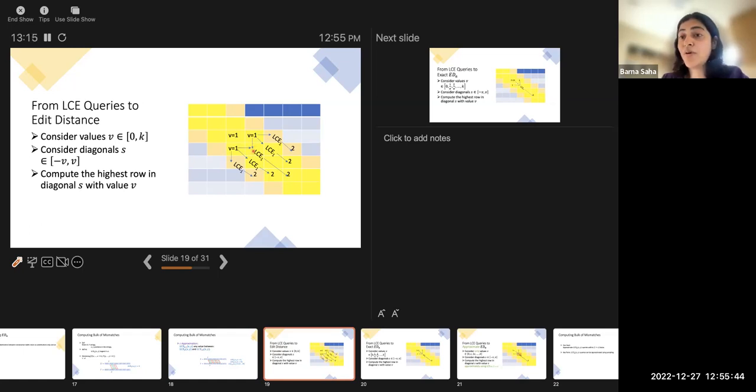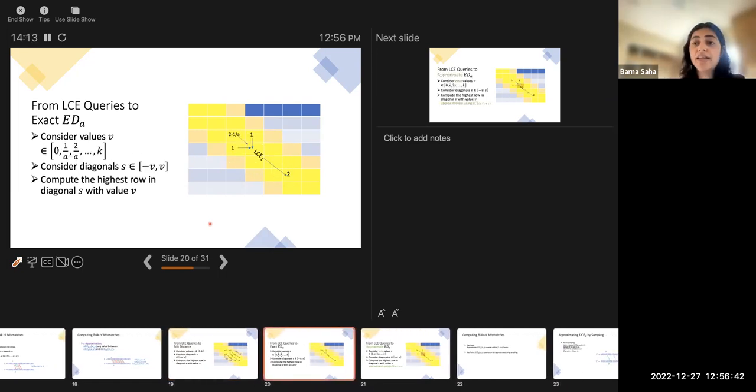Now your cost is 2, and you want to do an LCE query to move as far as possible without making any other errors. So that's what you do. You do an LCE query, you reach here, and that's the highest row that you can go in diagonal 0 with a value of 2. Similarly, you can compute the highest row for each of the 5 diagonals for the value of 2, and so on. Overall, if your values range from 0 to k, there are 2k plus 1 diagonals to consider. In each diagonal, you will make k LCE queries, so overall you will be doing k-squared LCE queries. For normal edit distance computation, you can do linear time pre-processing so that each of these LCE queries can be answered in constant time. So overall, you will have a running time of n plus k squared.